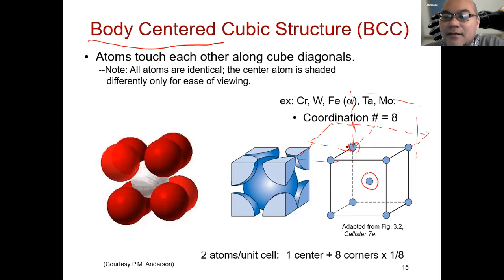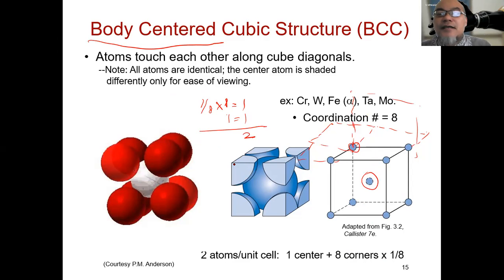So this is shared by 8 means the share of that unit cell from that atom is only 1/8. And there are 8 of them having this kind of position. So this is 1/8 times 8 equals 1. And we have 1 atom in the center that is completely owned by that unit cell. So this is completely 1. In total we have 2 atoms per unit cell. So it seems now that per unit cell, it contains more atoms.